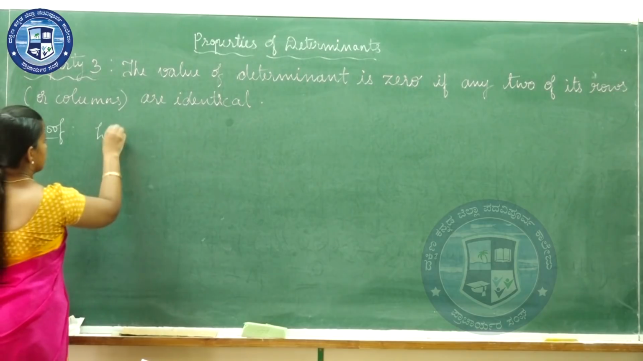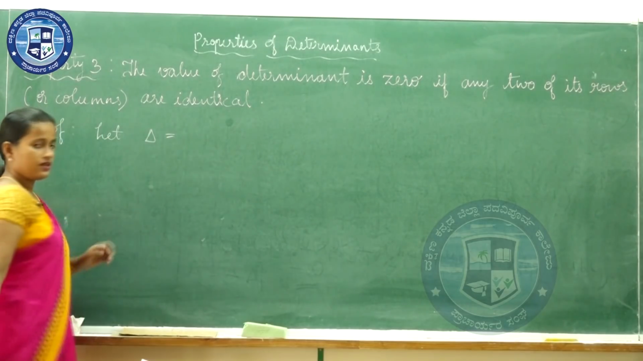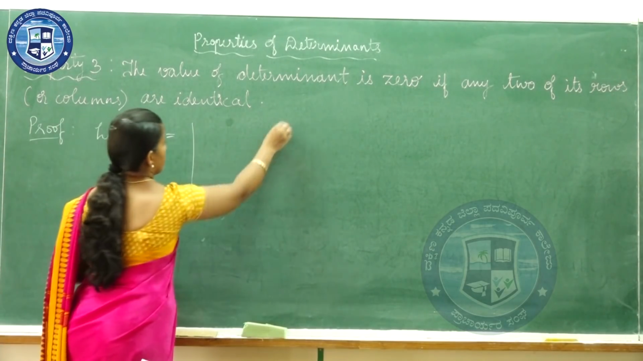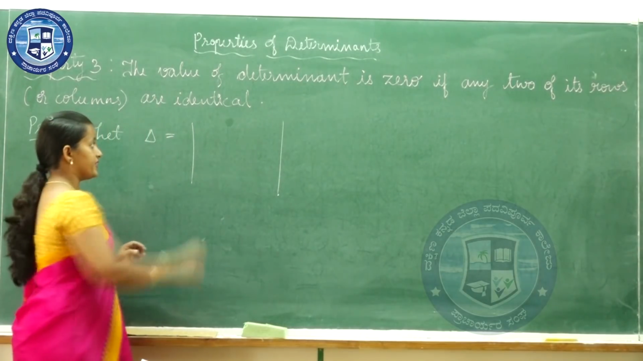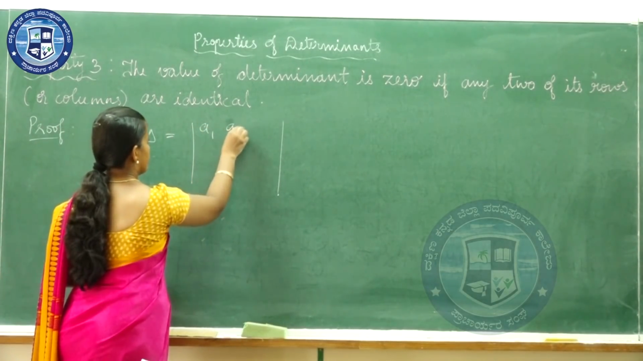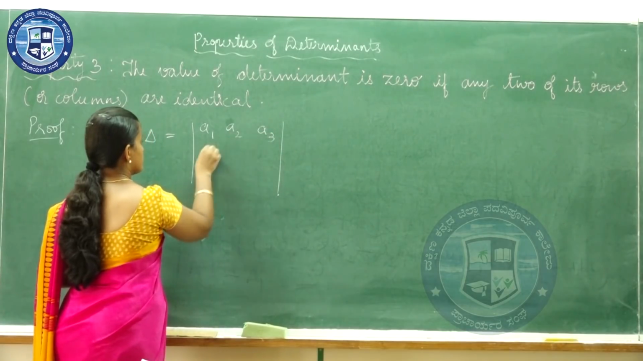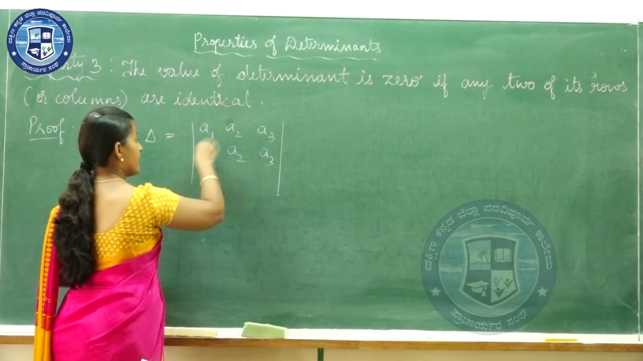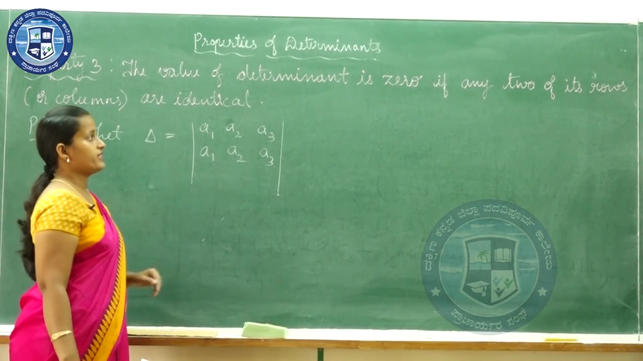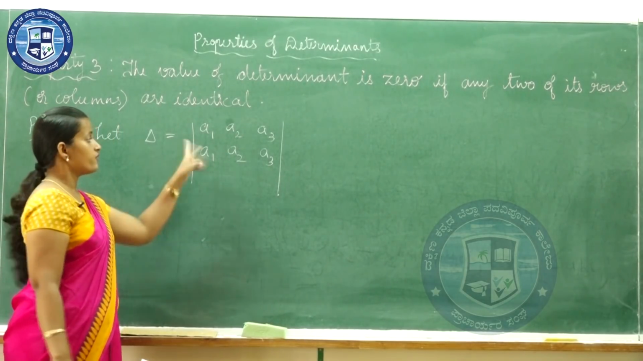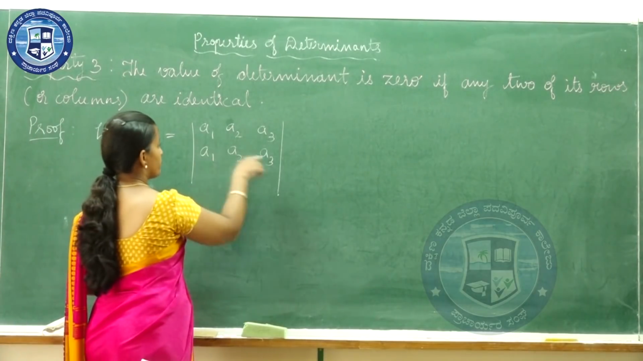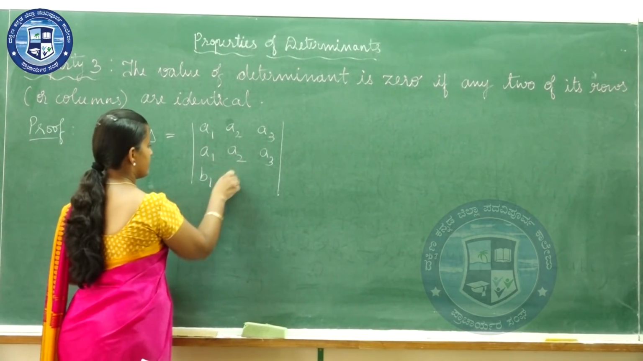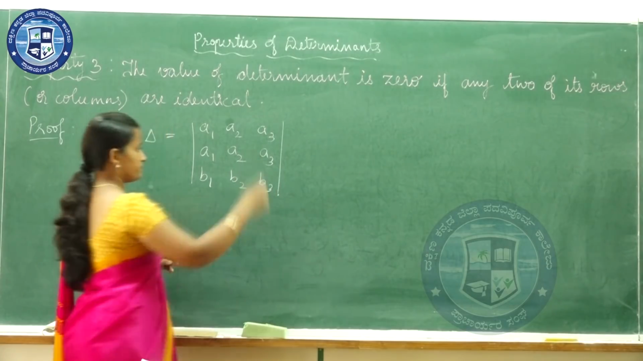So let delta be equal to, because there is only one determinant here, we need to consider two rows identical. So let me consider A1, A2, A3. First two rows I have to take the same, so A1, A2, A3, A1, A2, A3. That is what the property is saying: choose any two rows which are identical. So I have chosen the first two to be identical. Then I can take B1, B2, B3.